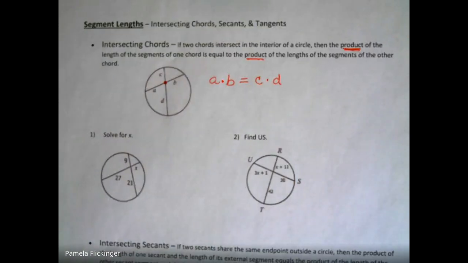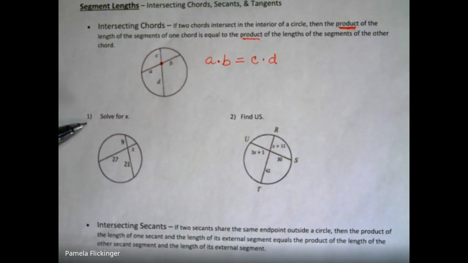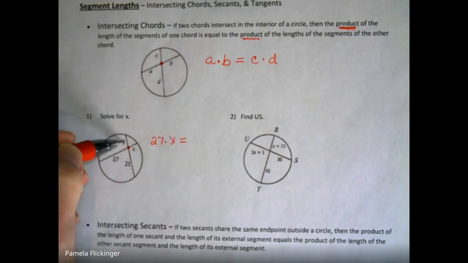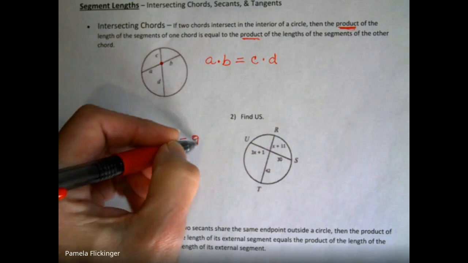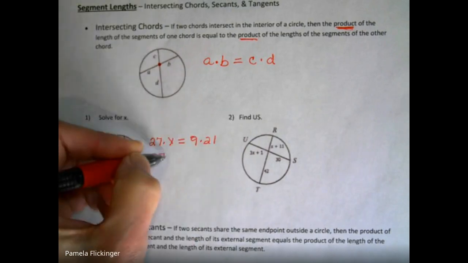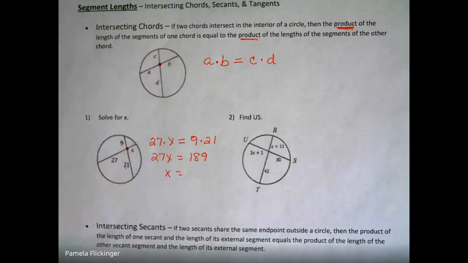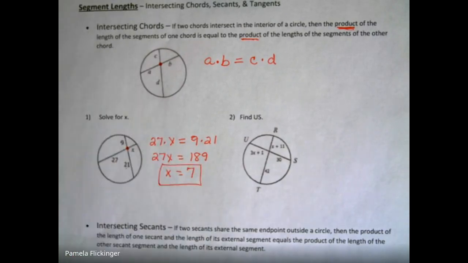Okay, so let's look at our two examples. So in number one, what I notice is I've got intersecting chords, again, inside the circle. So I've got X and 27. So 27 times X is going to equal, and then 9 times the 21. All right, so we've got 27X equals 189. Divide both sides by 27. And we've got 7. It only asked us to solve for X, so we're done.